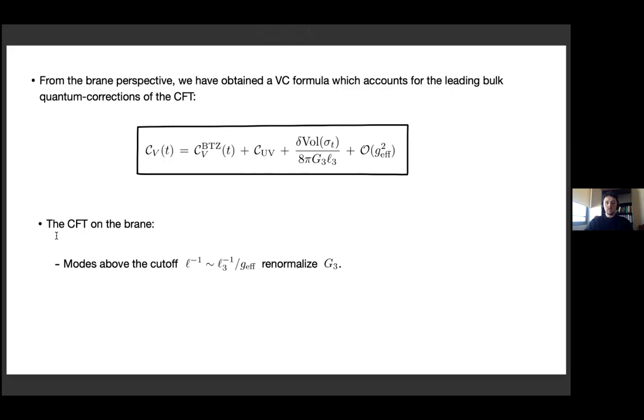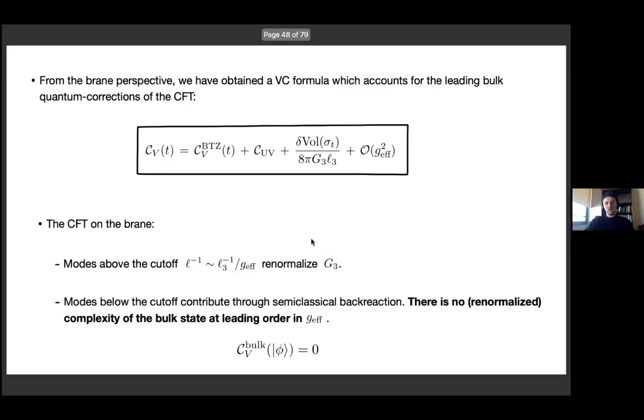So to sum up, the CFT on the brane has two contributions to this formula. The first one is that modes which live above the cutoff that don't enter in the effective field theory just renormalize the Newton constant, and modes below the cutoff contribute through the semi-classical backreaction on the extremal volume on the BTZ black hole. Okay, and in particular, something which is surprising from this analysis is that there is no complexity associated to the bulk state at leading order in the effective coupling. So we didn't find any non-zero contribution which is associated to the complexity of the bulk state.